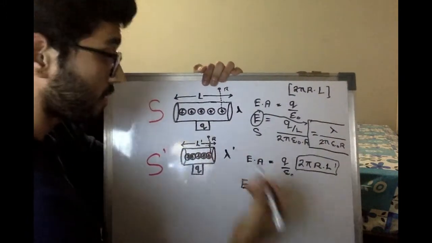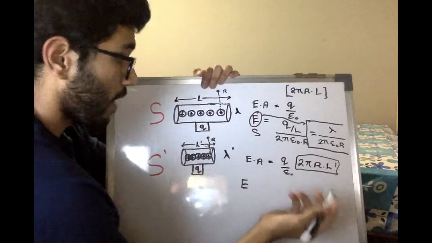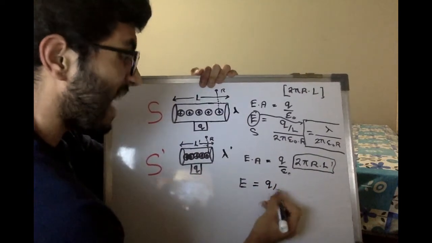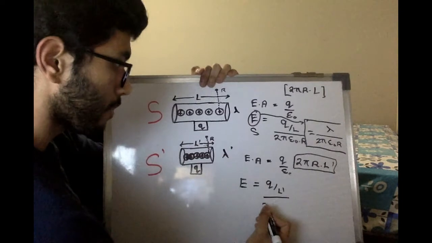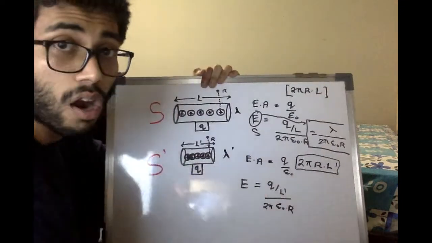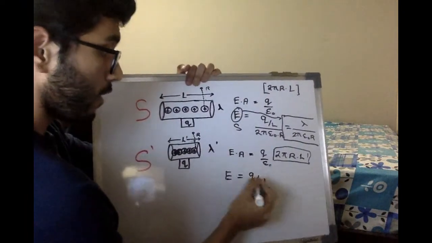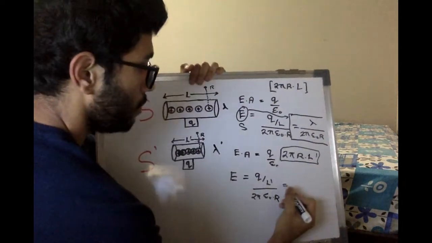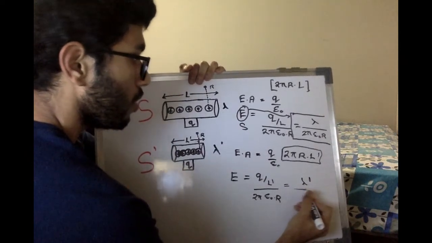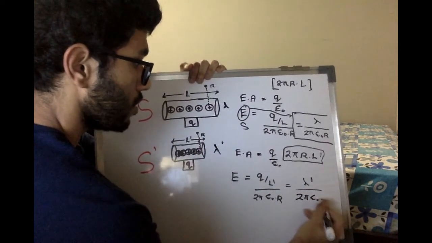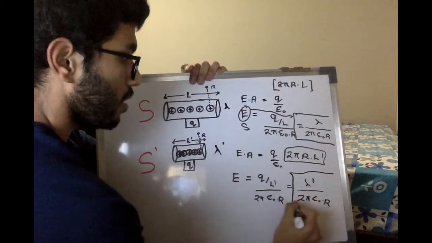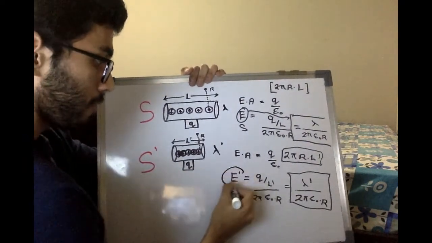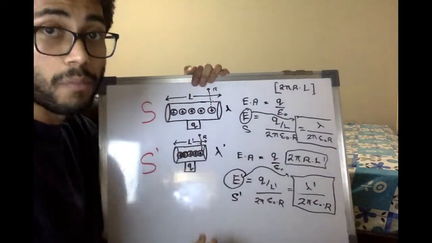But for this frame of reference, we get a different area. We have the area as a function of L prime, which is the contracted length. So our E will be equal to Q over L prime this time, over 2 pi epsilon naught times the same distance r. So I can write Q over L prime as the new, increased charge density for this contracted rod, which will be lambda prime over 2 pi epsilon naught times r, which is my E prime, my electric field for the S prime frame of reference.